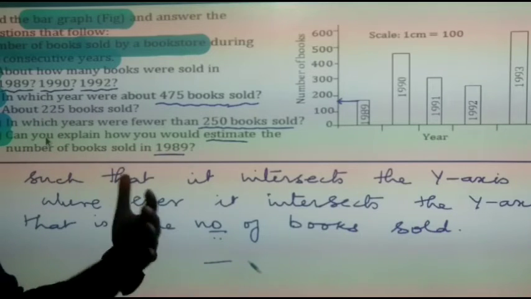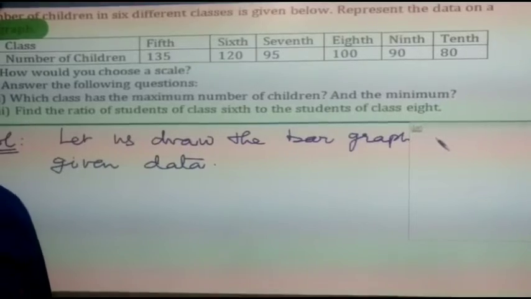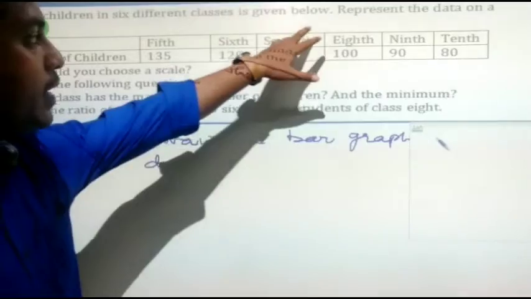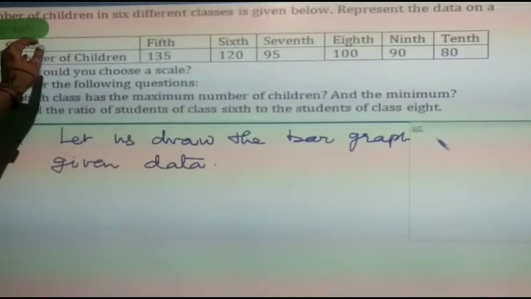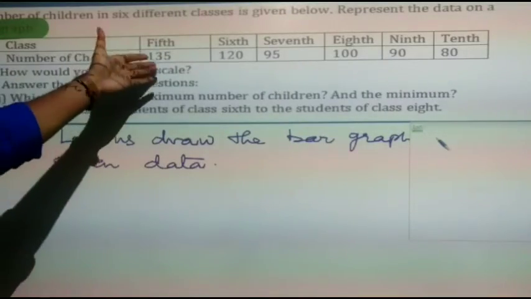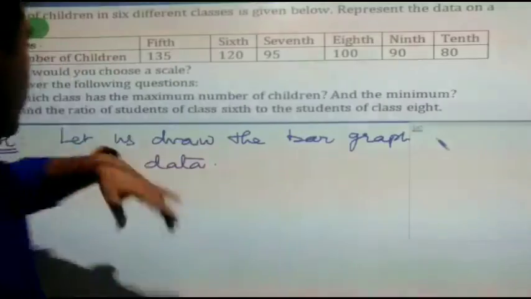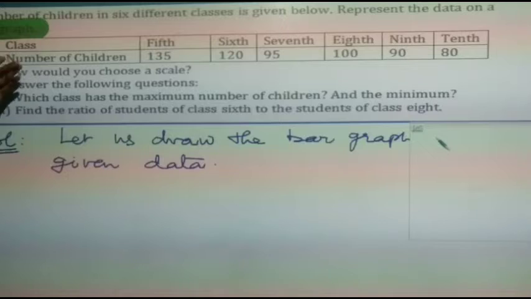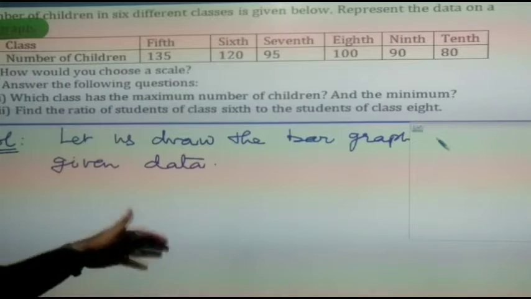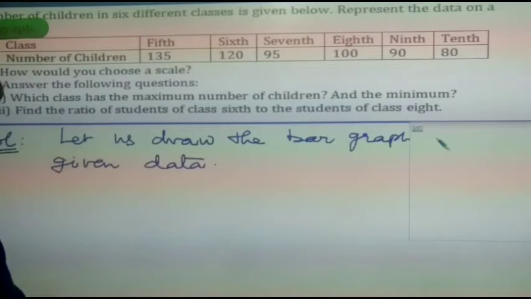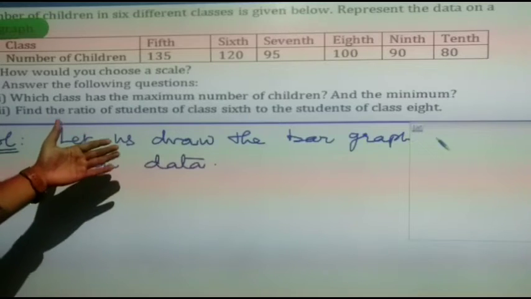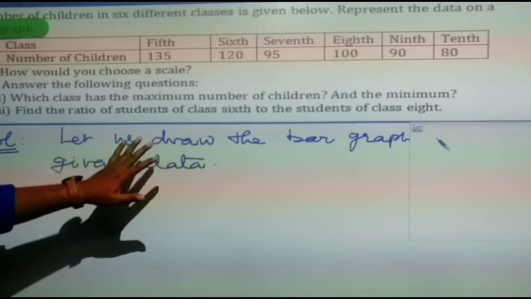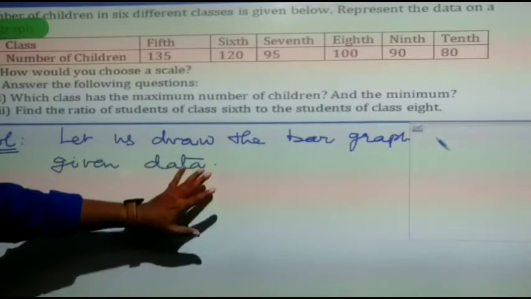So let us move to the next question, that is question number 3. Our next question is, the number of children in 6 different classes is given below. Represent the data on a bar graph. The data is given as 5, 6, 7, 8, 9 and 10 and the number of children is also given. First question is, how would you choose a scale? That means for drawing a graph, how would you choose a scale? Now I'll be showing a graph here. You can see how the graph is drawn.